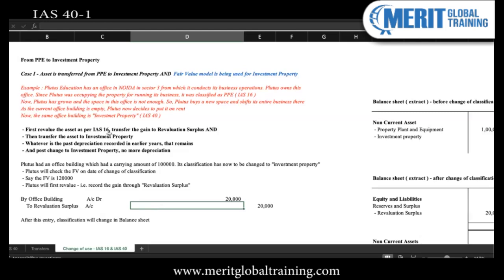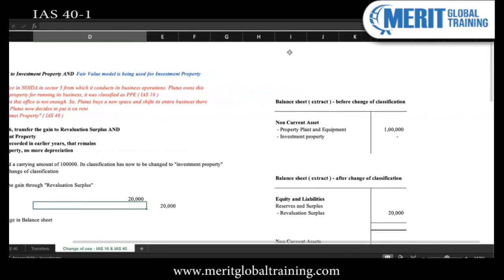First, revalue the asset as per IAS 16, transfer the gain to revaluation surplus, then transfer the asset to investment property. Whatever is the past depreciation recorded in earlier years, that remains, and post change to investment property, there will be no more depreciation. Okay, because when you use fair value model for investment property, there is no depreciation. And how do you show it in the balance sheet?